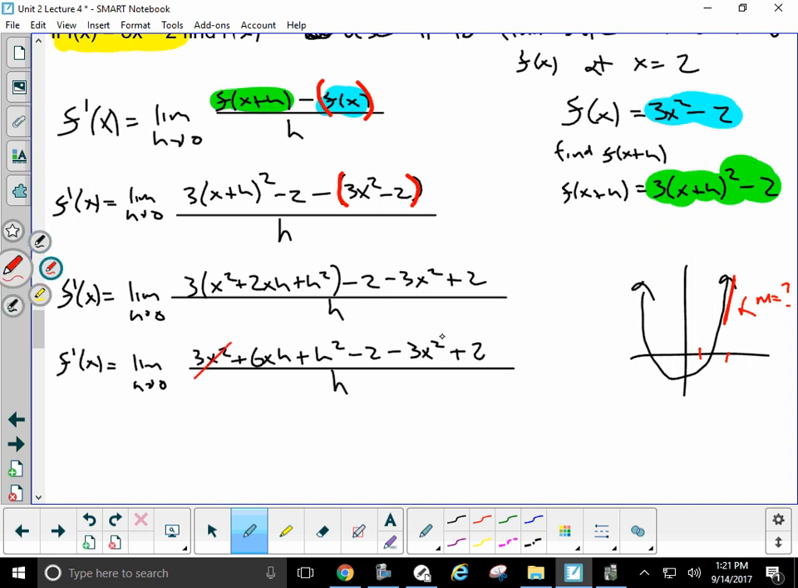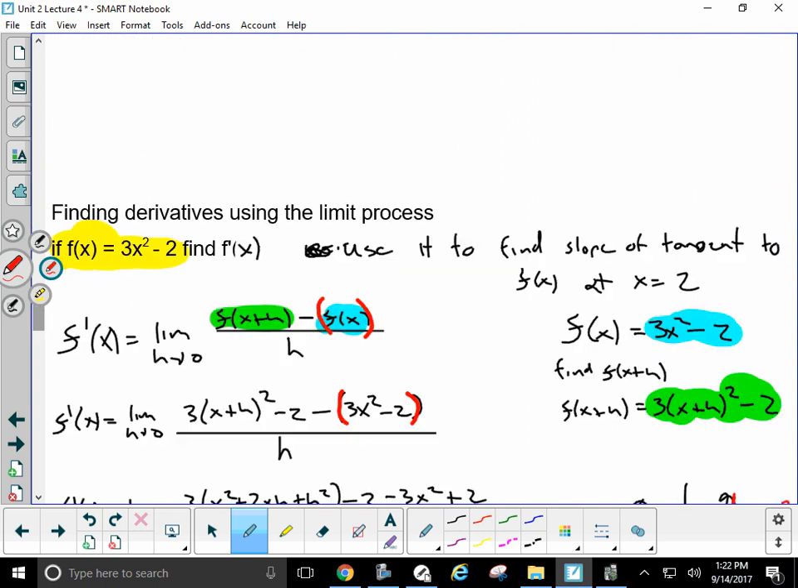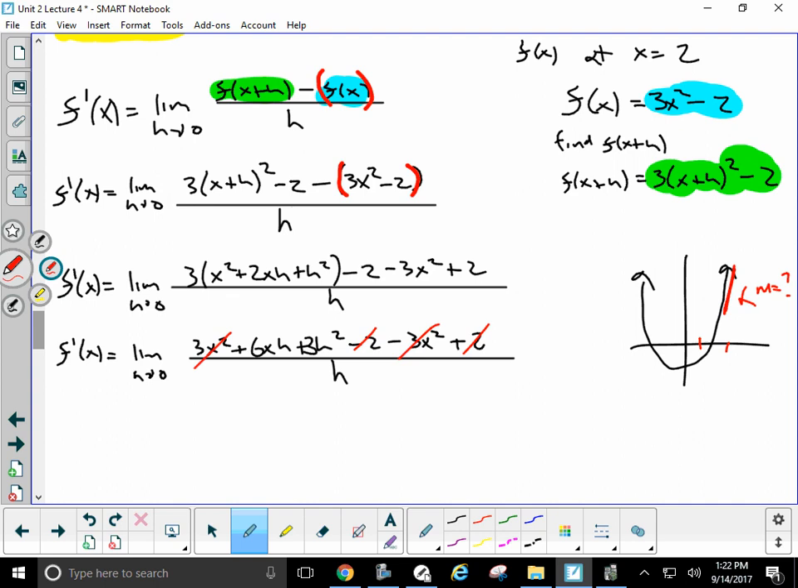3x squared minus 3x squared, that's gone. Negative 2 plus 2, that's gone. I just have 6xh plus 3h squared left over right here. That's all that's left. Well, guess what? I can factor out an h from that.